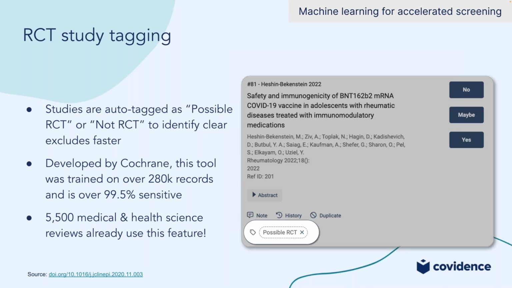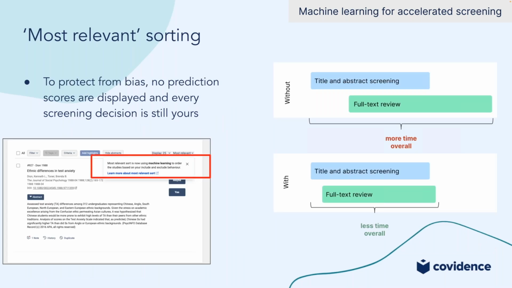It's currently, as I say, only available in medical and health sciences because that's the type of data that this algorithm was trained on. So that is the RCT classifier. Moving on to talk about the most relevant sorting.